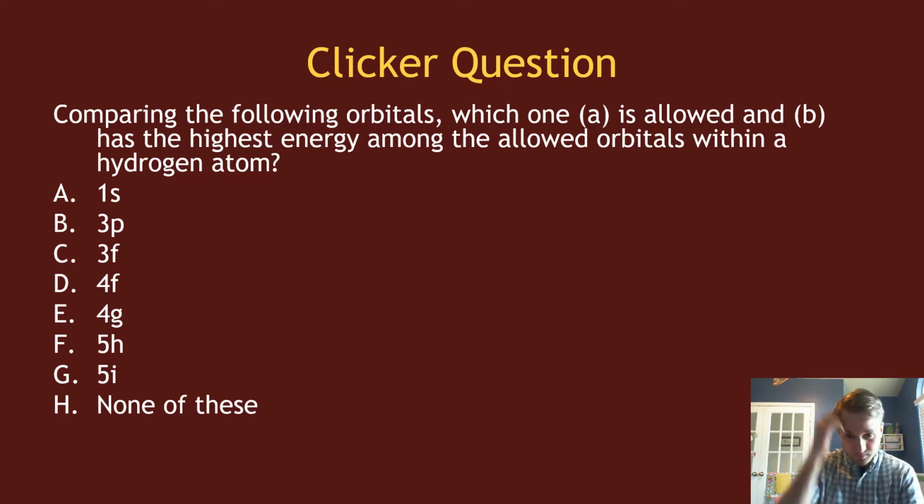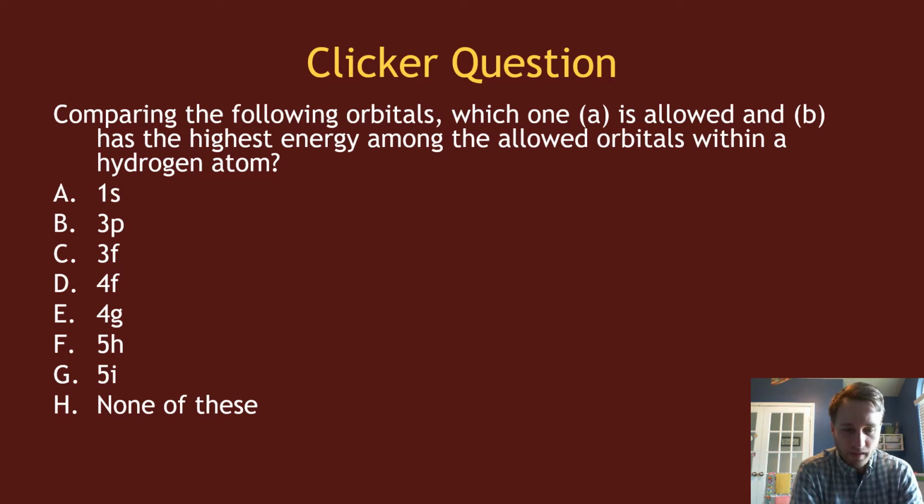As a review from previous lectures, just to keep us reminded of energy levels as we start talking about them related to spectroscopy, we want to consider the following set of orbitals. The question is which one is an actual orbital that can exist, as in obeys the set of rules for the quantum numbers, and has the highest energy amongst those orbitals that can in fact exist.